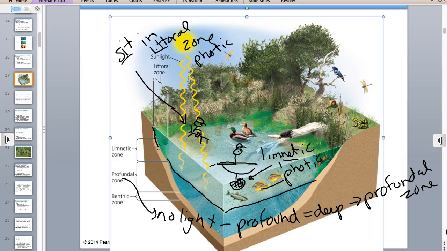Now, the bottom of the lake. It doesn't matter if it's the shallow part. It doesn't matter if you're in the profundal zone. The bottom of anything, anywhere, any depth, is the benthic zone. So benthic equals bottom. And that's easy to remember because they both start with a B. Now, if I was at the bottom of the ocean, that would be the abyssal zone. But that's fine. It's still benthic, technically.